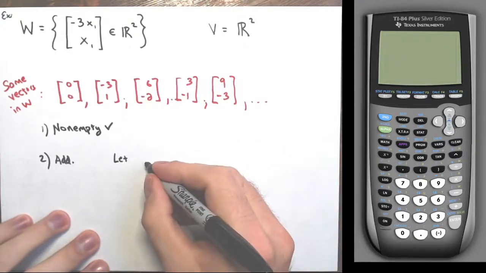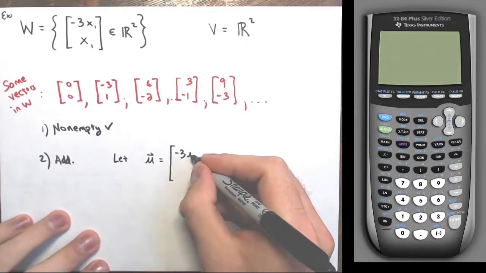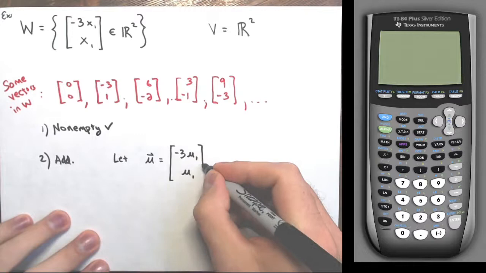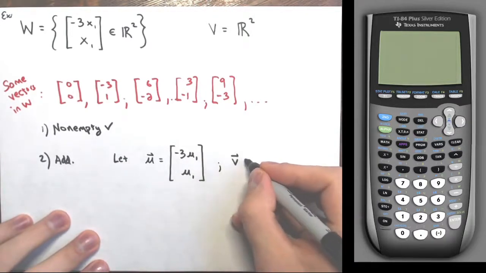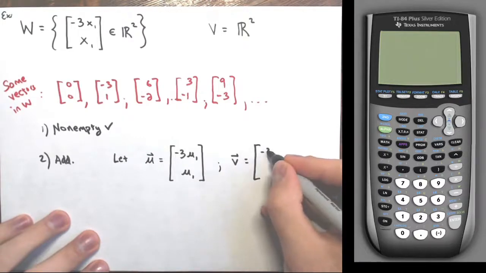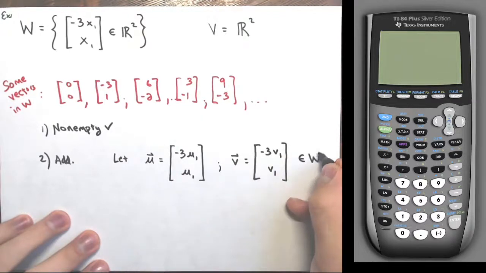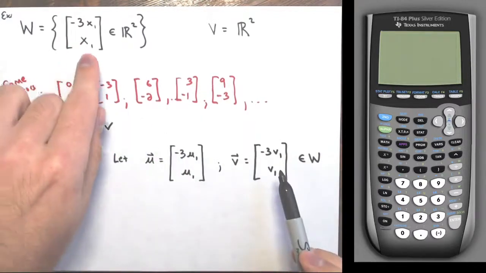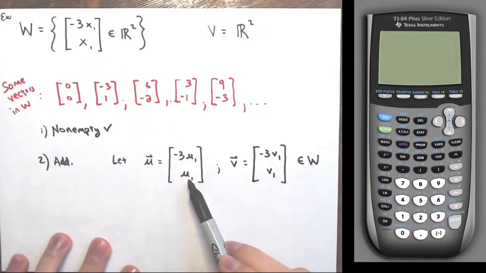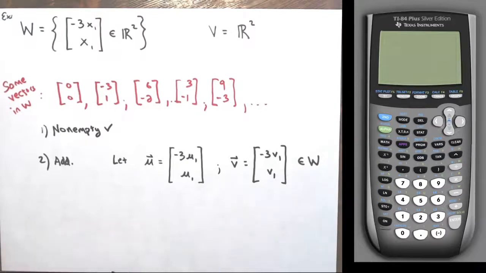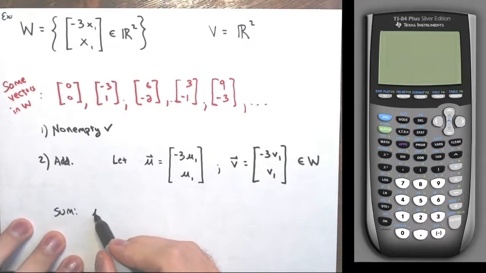All right, so again, I'm going to have u and v. Right, so let's say u equals negative 3 u1, u1 belong to W, and v equals negative 3 v1, v1. Right, these both belong to W, right? Because they have the same form that the vectors in W have, right? The top component is negative 3 times the bottom component, right, in both of these. Look at their sum, u plus v.